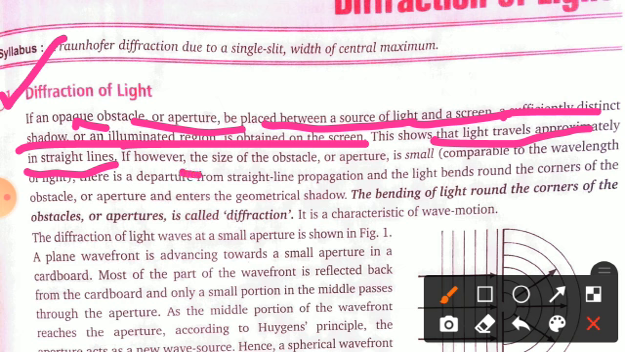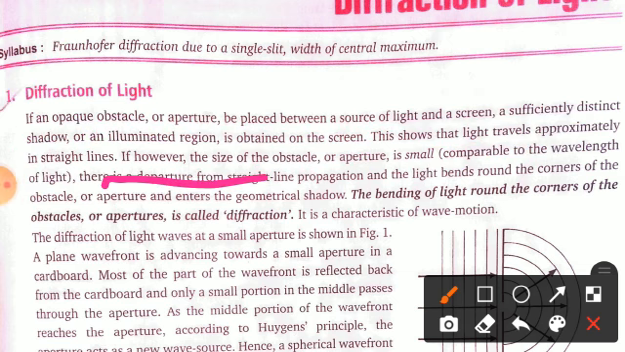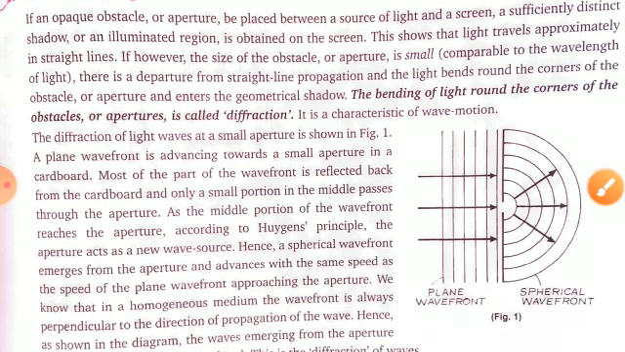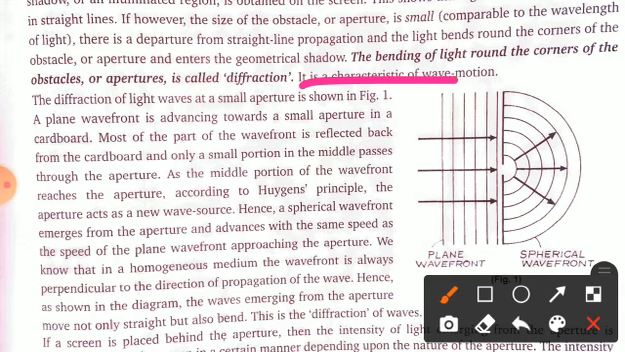Now if however the size of the obstacle or aperture is small, comparable to the wavelength of light, then what happens? There is a departure from the straight line. Means if the aperture or obstacle is very small, then what happens? There is a departure from the straight line. So the propagation of light bends round the corners of the obstacle or aperture and enters the geometrical shadow. So the bending of light round the corner of the obstacle or aperture is called diffraction. That is the thing I told you. What is diffraction? So it is a characteristic of wave motion. This all thing we study under the wave unit or wave motion.